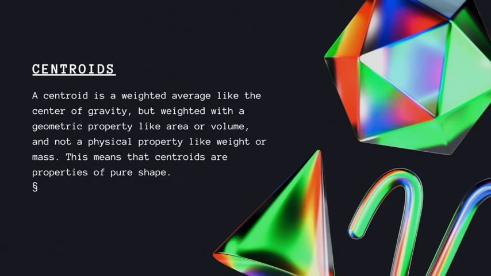Centroids. A centroid is a weighted average like the center of gravity, but weighted with a geometric property like area or volume and not a physical property like weight or mass. This means centroids are properties of pure shape.